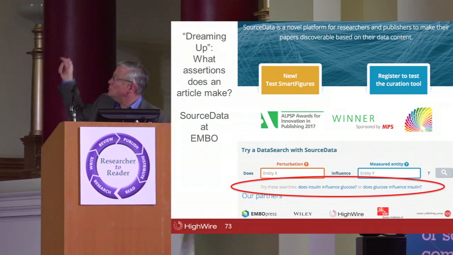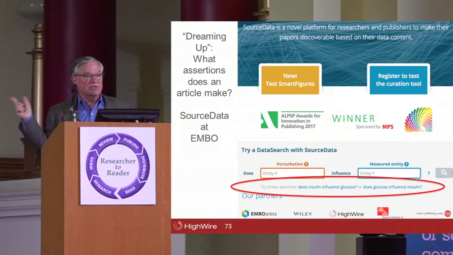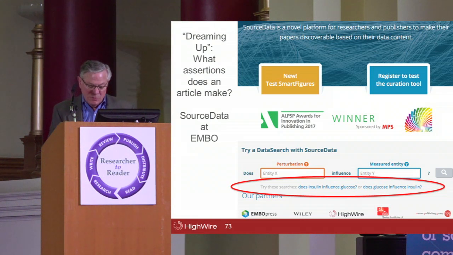I'll read you the circled part here. It says, try these searches. Does insulin influence glucose, or does glucose influence insulin? Those two searches will get entirely different results in this tool, whereas in most search engines, they'll get you about the same list.